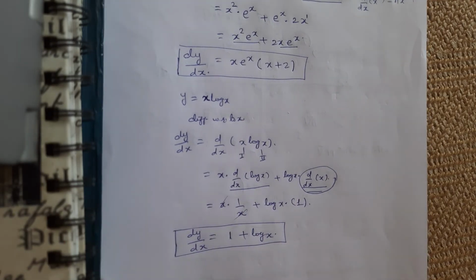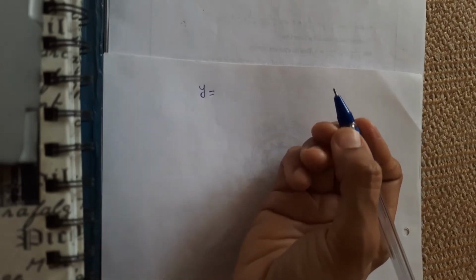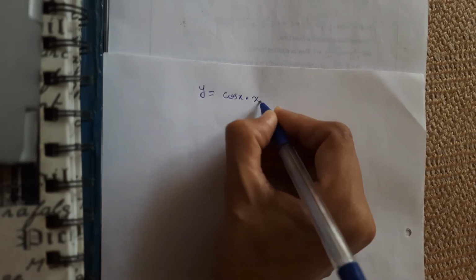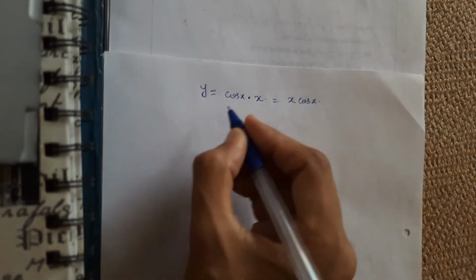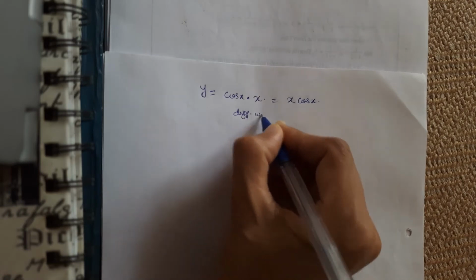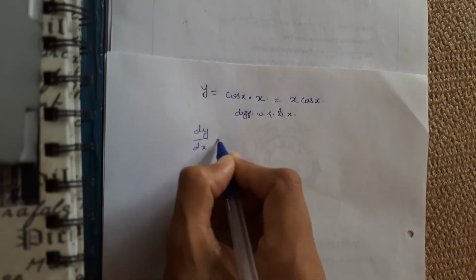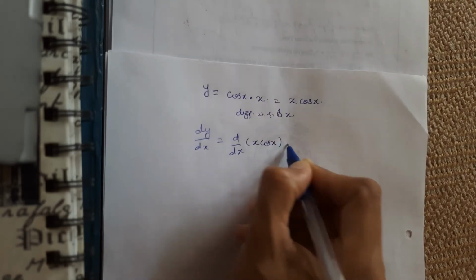Alright. So that's how we apply the product rule. Now suppose I'll just solve one more example, and then you will try some examples by yourself. Suppose I have y equal to x into cos x. Okay, so again differentiate with respect to x. I will get dy by dx equal to d/dx of x cos x.